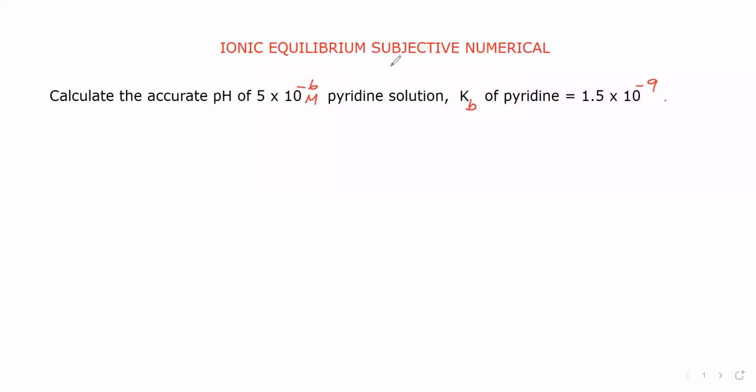Let us discuss ionic equilibrium subjective numerical. Calculate the accurate pH of 5 × 10^-6 molar pyridine solution, Kb of pyridine 1.5 × 10^-9. Now we will take pyridine.